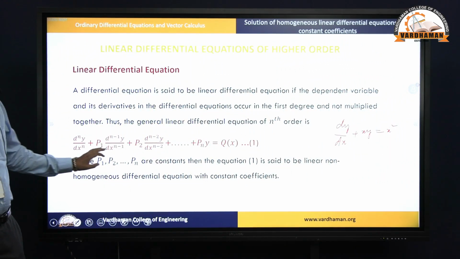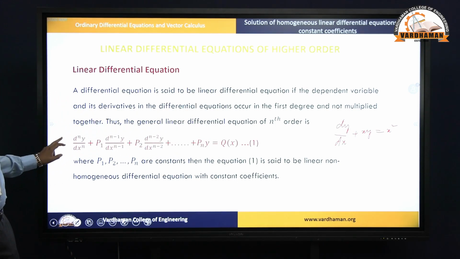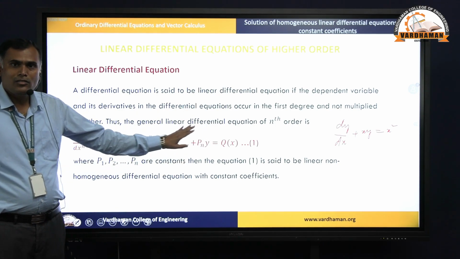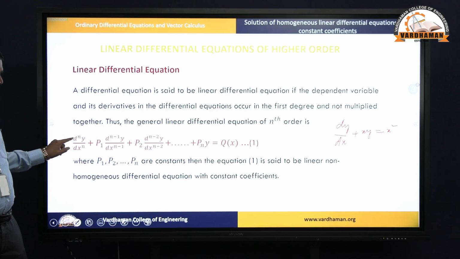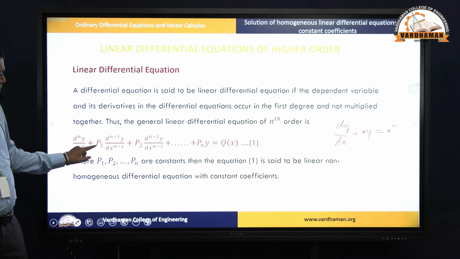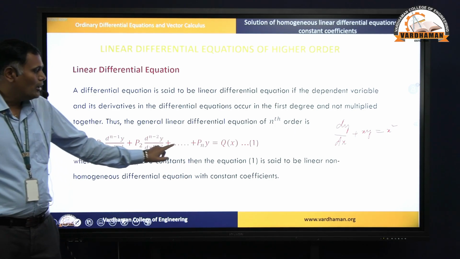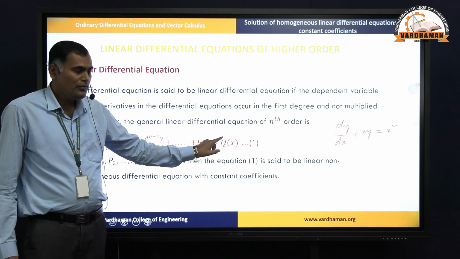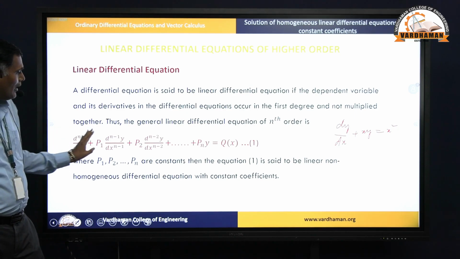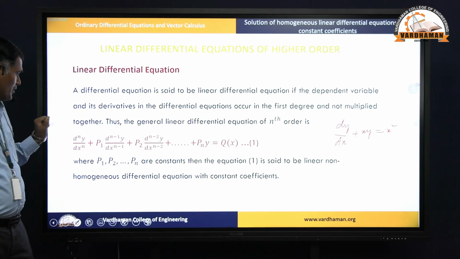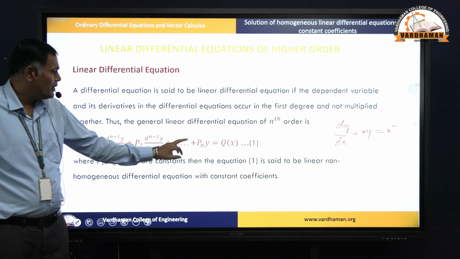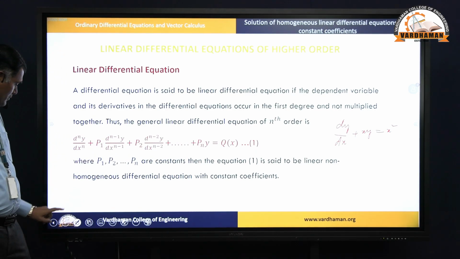An nth order linear DE looks like this. This is the standard form of an nth order linear differential equation. Now this is the nth derivative plus some constant into the (n minus 1)th derivative and so on. The right hand side is a function of x. This is called the nth order linear differential equation. Here p1, p2, and so on, pn are constants.